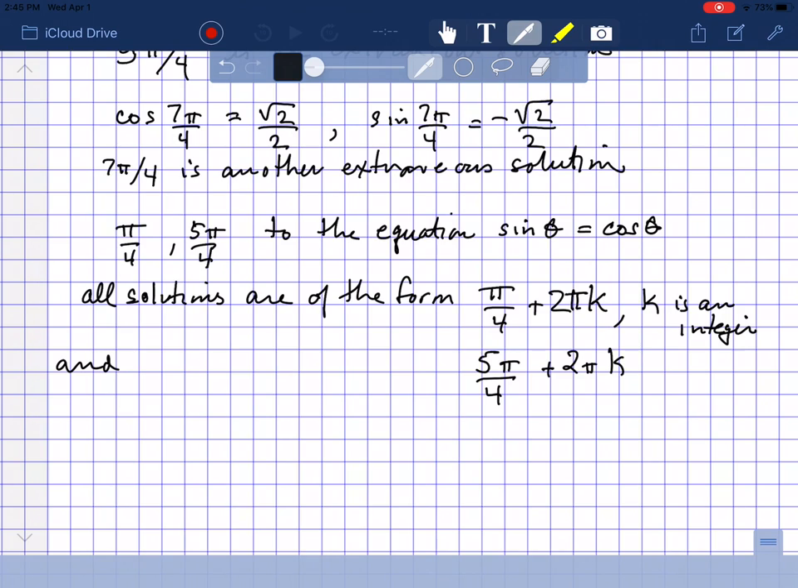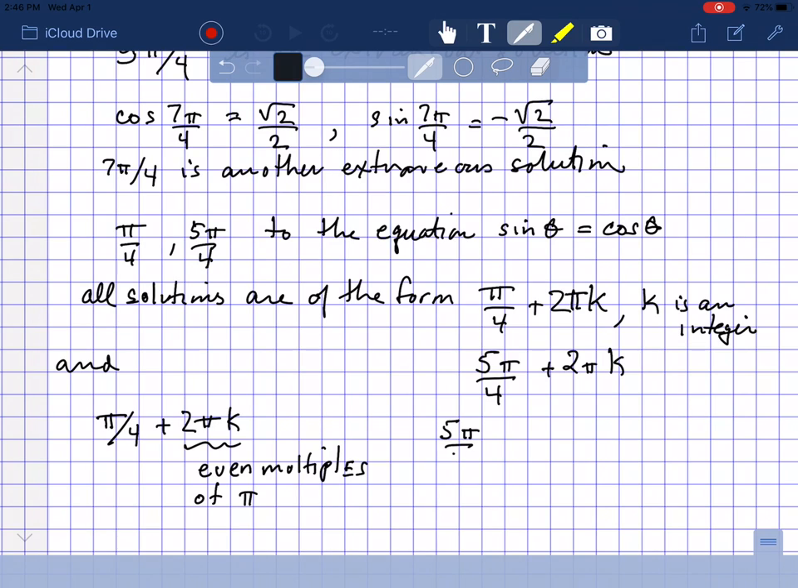Maybe I can write these in a better form. So let's look at this. Here I know solutions of the form pi over 4 plus 2 pi k. So these are even multiples of pi, right? Because if I take any integer k and I multiply it by 2, I get an even integer. So these are all the even multiples of pi.